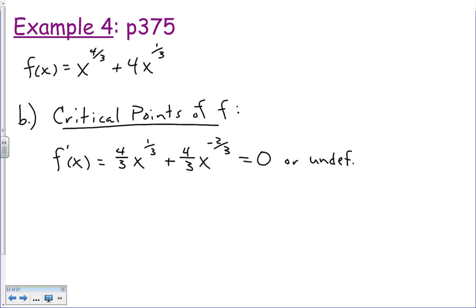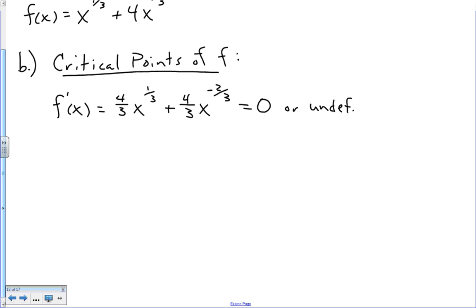All right, to find out where this thing's 0 or undefined, I'm going to do a little factoring with this. These both have a 4/3 as a factor. In fact, they both have powers of x. I'm going to factor out the smaller of those two, just like you do whenever you're factoring out x's. So the smaller of the two is the negative 2/3.